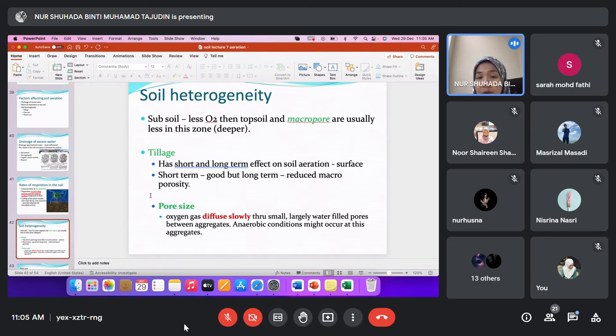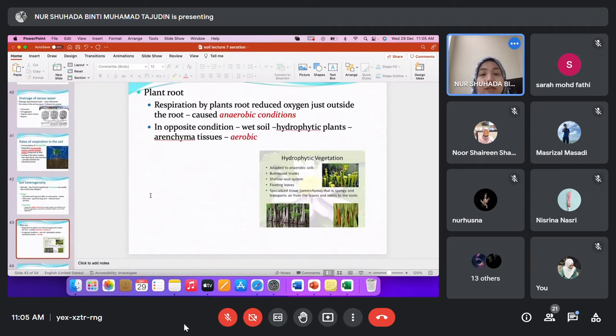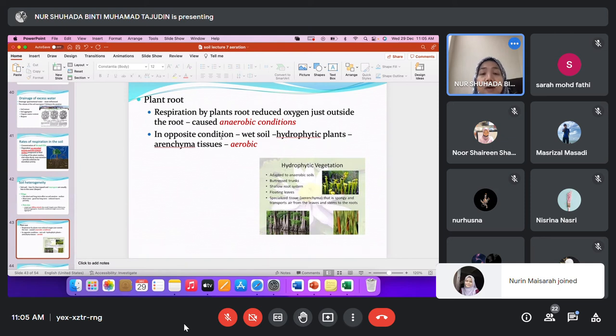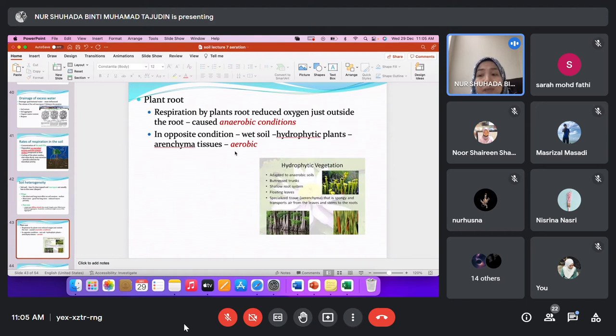A good macro pores, eh? Okay, so plant roots, it also depends on what types of plant roots. Okay, so some plant roots can do respiration under anaerobic conditions. Contohnya macam pokok bakau, pokok paddy. Okay, so in opposite conditions, wet soil, which is hydrophytic plants, which has parenchyma tissues, can breathe under submerged conditions.